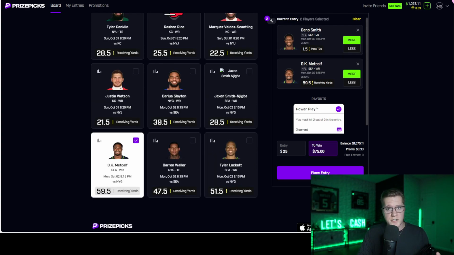And this is crucial to understand, because DK Metcalf positively impacts the outcome of Geno Smith if they both hit their overs, therefore organically increasing the percent odds to hit on both of these players because they're positively correlated players, right? But another thing to take into consideration, this is another dynamic, is that this still might not be a plus EV bet, strictly because there's heavy juice on 2-man powers.